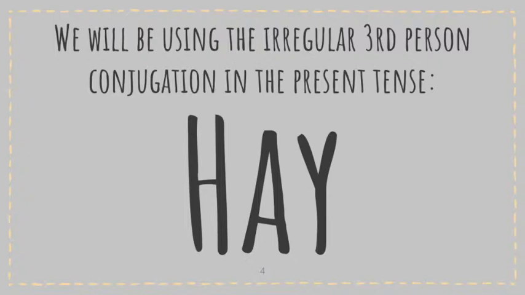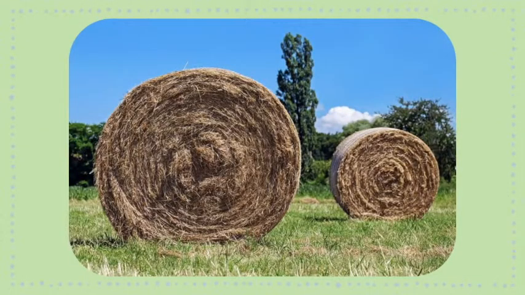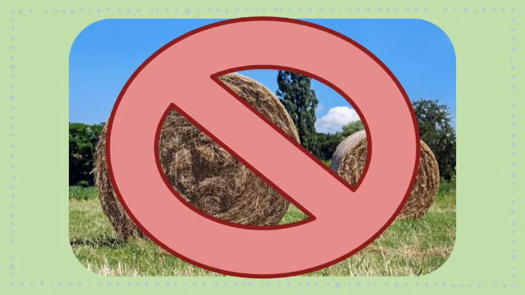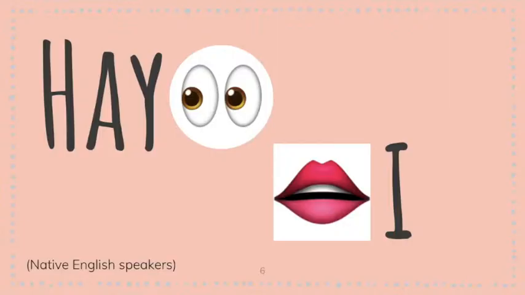So my native speakers of English, when they see this word, they're going to think of the word hey, okay? And that is not what we're saying. We are saying hay, okay? So when we see this word, we are not going to say hey, we are going to say hay. So when you see the word hay, I want you to say hay. I don't want you to say hey, I want you to say hay.